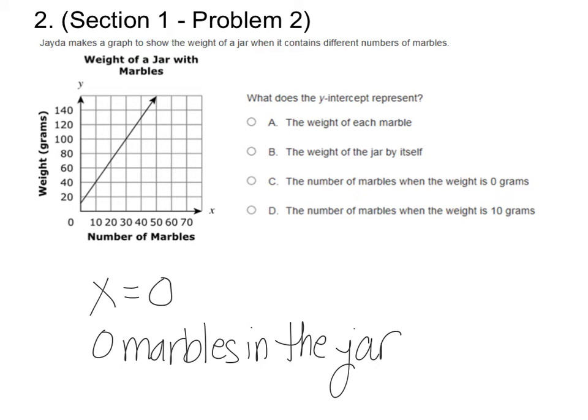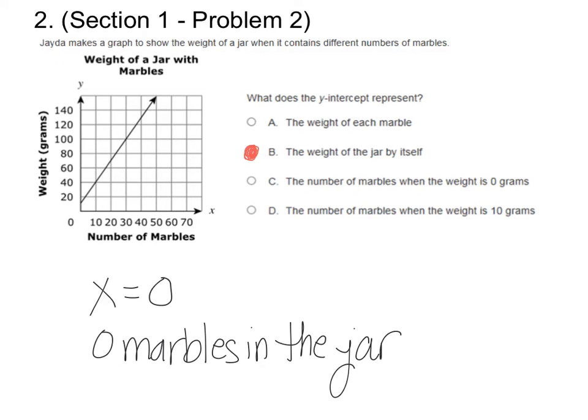So when I look at my choices, I have the weight of each marble for A, which is not what the y-intercept represents. B is the weight of the jar by itself, which I'm going to mark for right now because I like that. Because at 0 marbles, that would be the weight of the jar by itself. C is the number of marbles when the weight is 0 grams. And I know my weight is not 0 grams because right here I can see that the weight is already higher than 0. 0 would be down here and the weight is up here at the y-intercept. So I know it's not C.